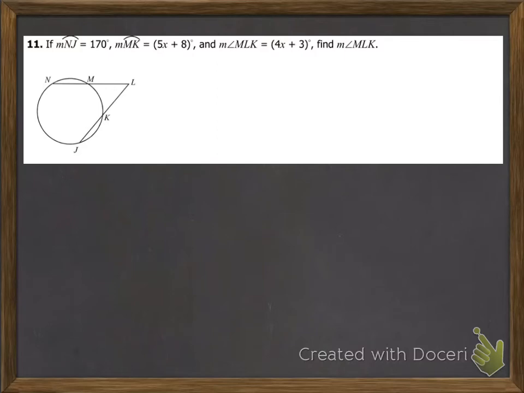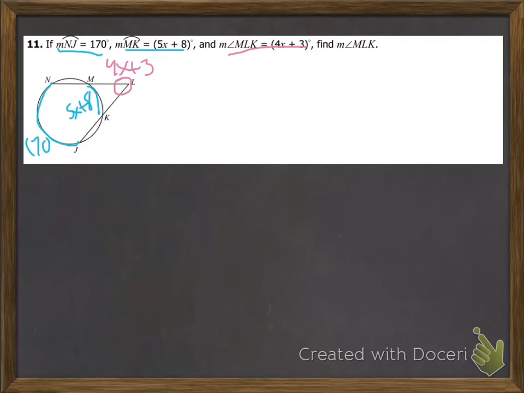Alright, so now before we tackle number 11, let's just kind of plug everything in. So they tell us that NJ is going to be equal to 170 degrees, so that would be this arc, NJ, is 170. MK is 5x plus 8, so this is MK, and it's going to be 5x plus 8. And then the angle MLK, which is right here, is going to be 4x plus 3. And we're actually going to solve for the angle MLK. But first, I need to know what x is.